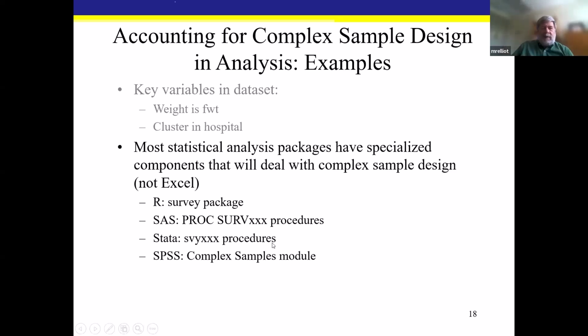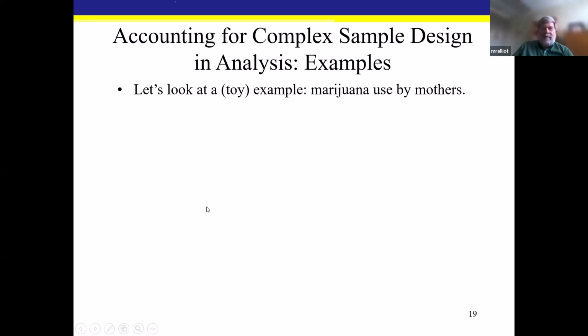Stata I do use on occasions. It's been a little while, but they actually have very good survey procedures. SAS is a little bit behind the curve, but they have a lot of the basic stuff covered now. And R is, well, it's R. It does a lot of stuff if you know what you're doing.